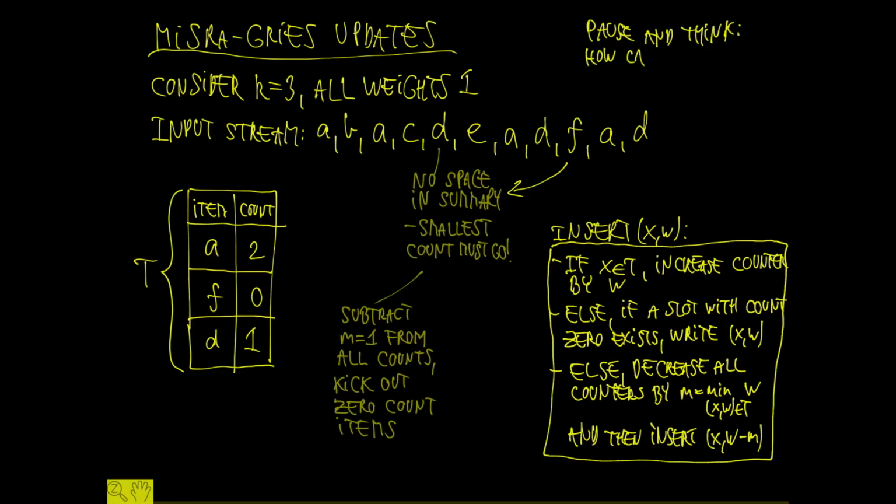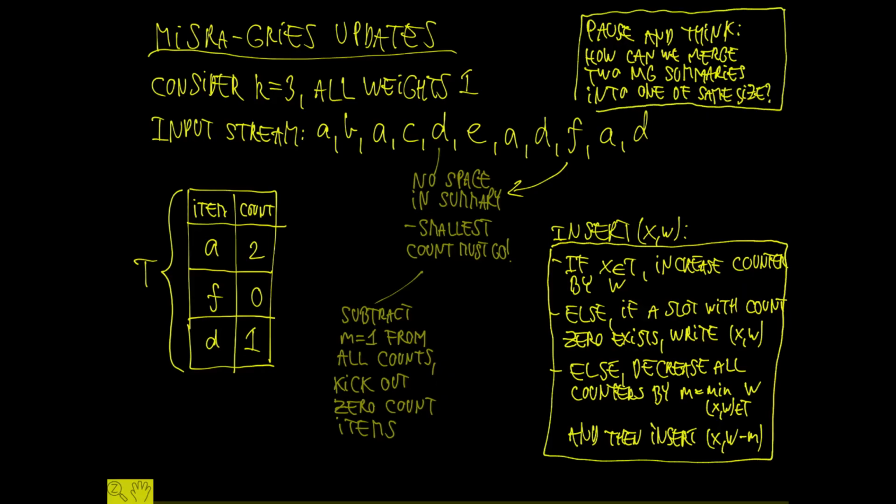Now I want you to pause and think. So we saw a way to insert. What about merging? Suppose we have two summaries. How do we merge them into one of the same size?